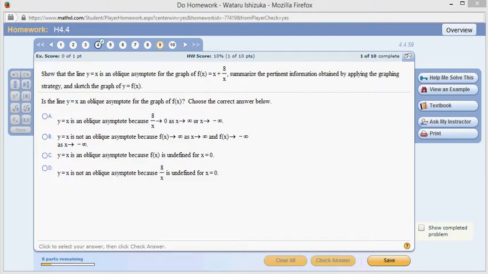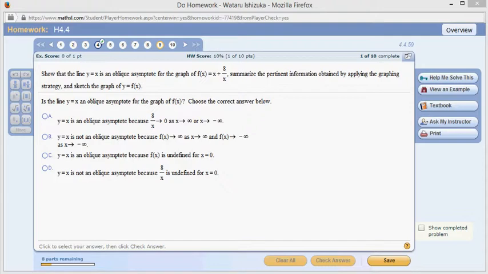Alright, let's look at homework 4.4, problem number 9. We have this function, f of x equals x plus 8 over x. Let's answer the first question: is the line y equals x an oblique asymptote for the graph of f of x? Choose the correct answer below.